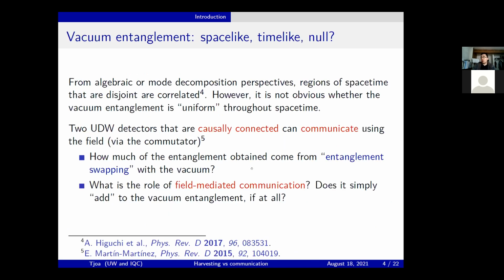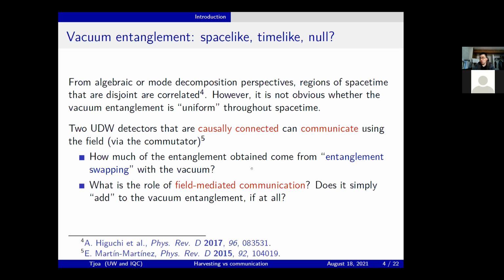Now, the question that is somewhat not very obvious when people start doing research along this line of attack is whether vacuum entanglement should really be thought of as something that is independent of the causal connection between the regions. Because, for example, from a more algebraic or mode decomposition, the Bogoliubov transformation kind of calculations, what you get is that so long as the regions are disjoint, they are already correlated, even if they can be causally connected. So even if they are not inside each other's causal complement.